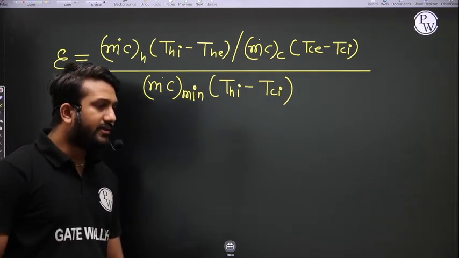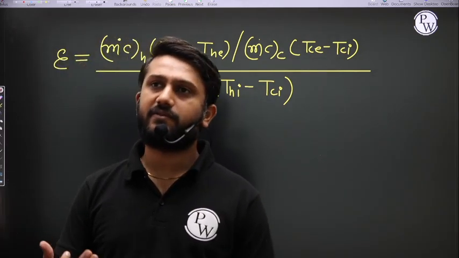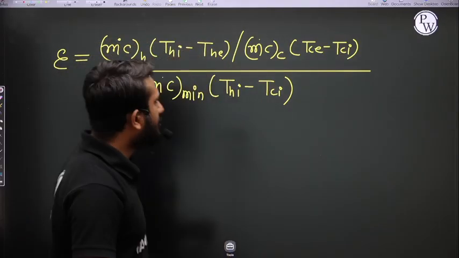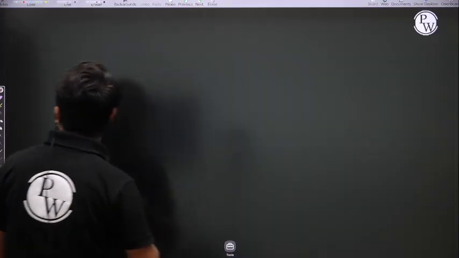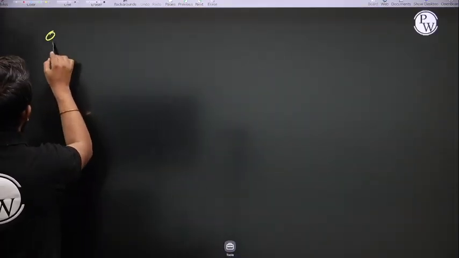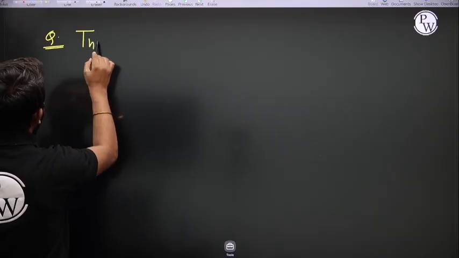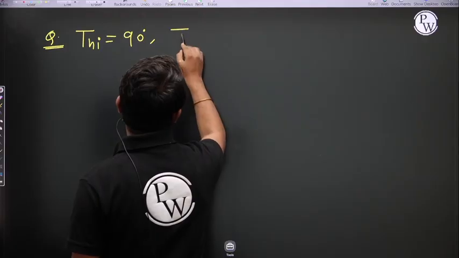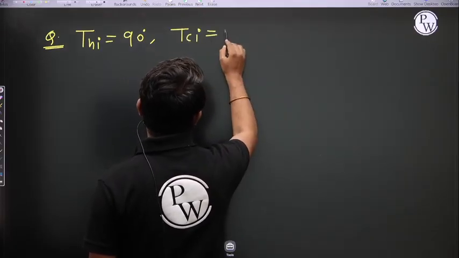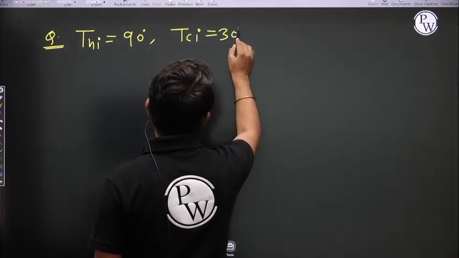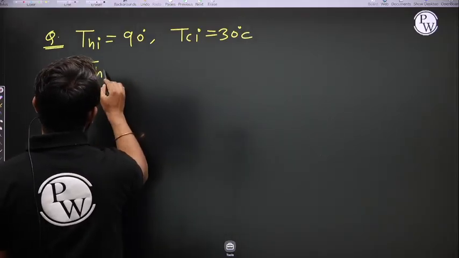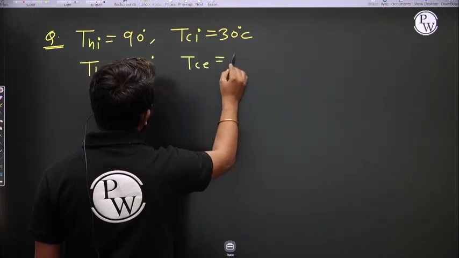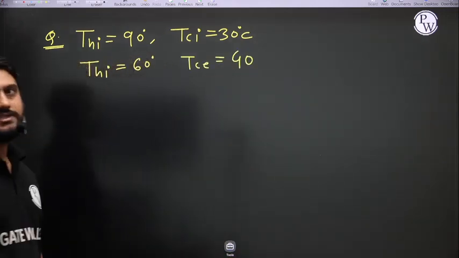Now I want to write the effectiveness mathematical expression directly in terms of the temperature, because sometimes in the question it is given like that, right? In the question it is given hot fluid inlet temperature 90 degrees Celsius, cold fluid inlet temperature, let us assume this is 30, hot fluid exit temperature, let us assume this is 60, and cold fluid exit temperature, let us assume this is 40. Now in the question it is asked to find the effectiveness.